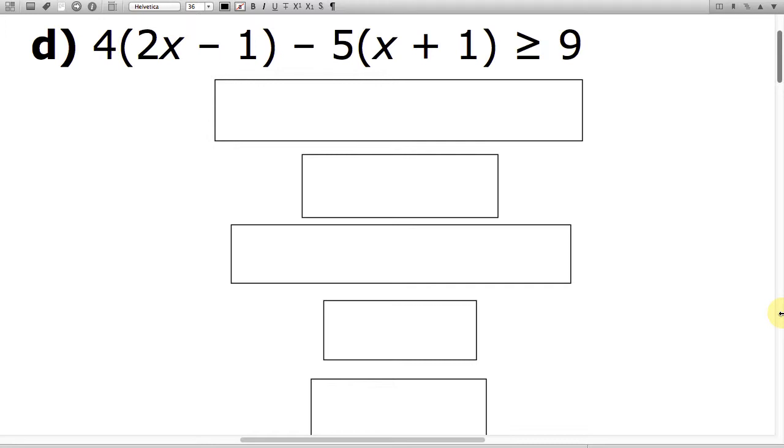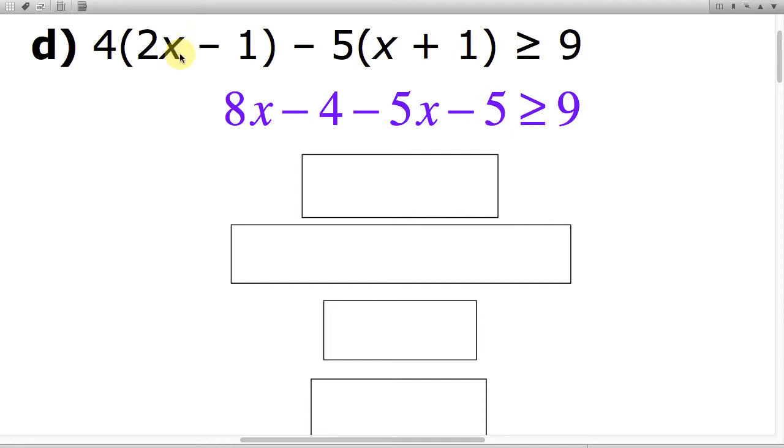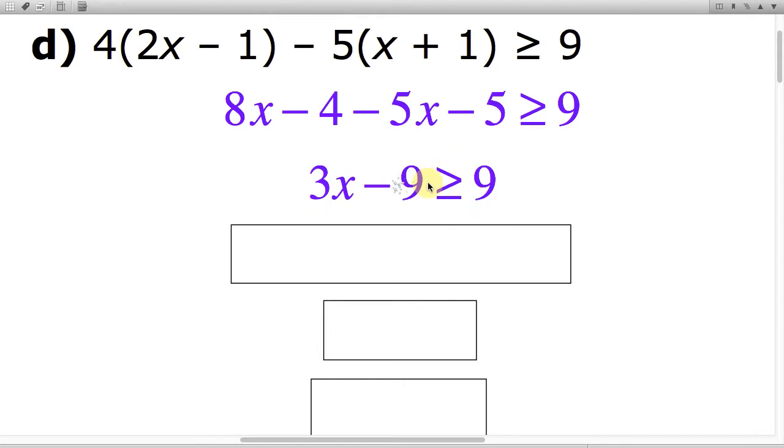Now on to part D. Again, we need to expand the brackets. 4 times 2x is 8x, 4 times negative 1 is negative 4, negative 5 times x, negative 5x, and negative 5 times 1 is negative 5. Nothing to do on the right. We do need to simplify the left. 8x take away 5x is 3x, negative 4 take away 5 is negative 9.